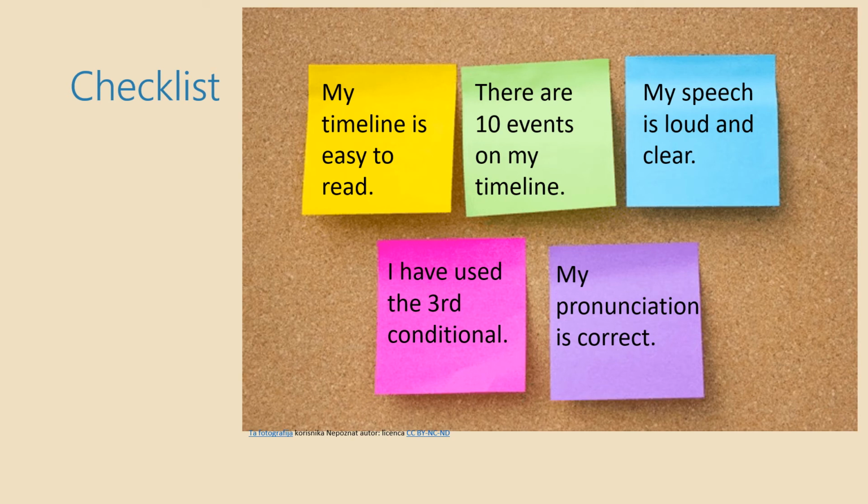Here is a simple checklist for your assignment. So my timeline is easy to read. This is extremely important for the ones who will draw the timeline in their notebooks. There are 10 events on my timeline.